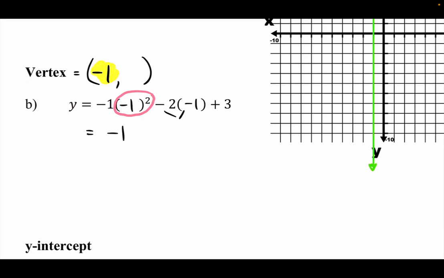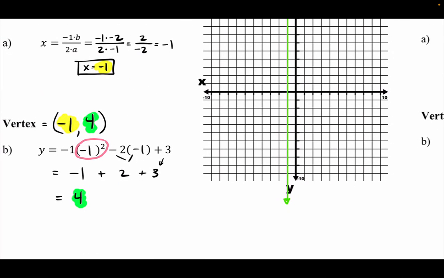Now let's go to multiplication again. What is -2 times -1? +2. Bring down your +3. Add straight across. -1 plus 2, +1, plus 3 more? 4. That's my vertex. You go make that dot. Negative 1, 4 means I go left 1, up 4.